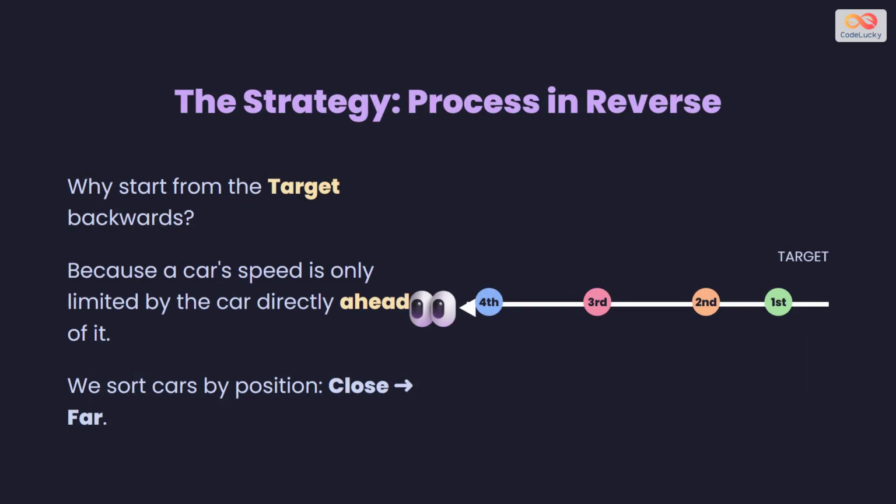Here is the critical insight. A car's speed is only limited by the car directly ahead of it. The cars behind don't matter. Therefore, the best way to process this data is to sort the cars by their starting position, from the one closest to the target all the way back to the start. We look at them in reverse order.